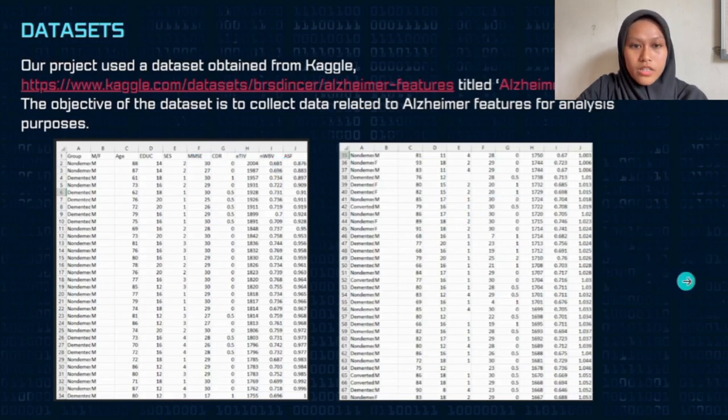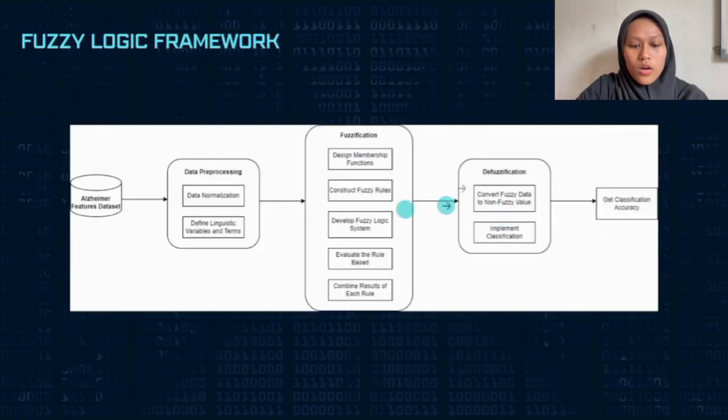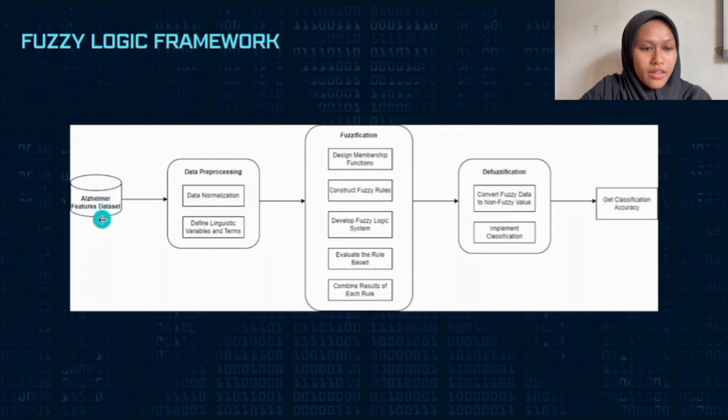So we move to our fuzzy logic framework. Here is our proposed fuzzy logic framework. Firstly, we start with the Alzheimer feature dataset, and after that we do data pre-processing, which is data normalization, define linguistic variables and terms, and after that we do fuzzification. In fuzzification, we design the membership function, construct fuzzy rules, develop the fuzzy logic system, evaluate the rules, and combine the rules. After that we do defuzzification, which converts fuzzy data to non-fuzzy values and implements classification, and lastly we do classification accuracy.